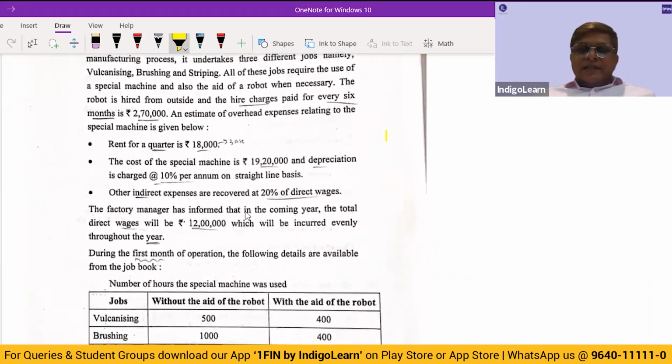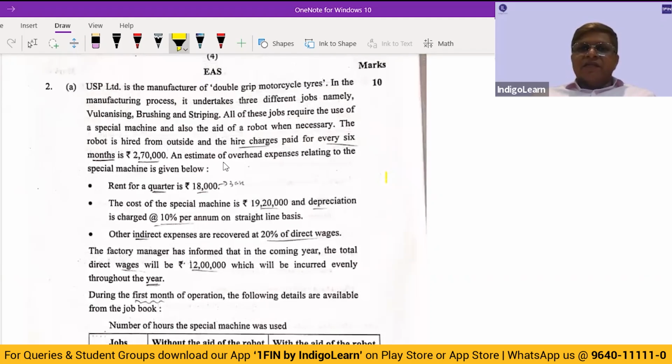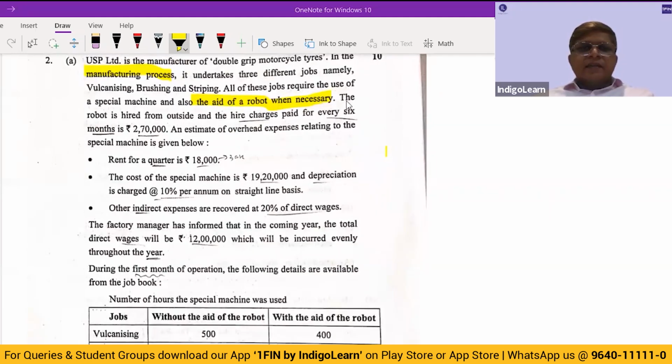So friends, this question is from the topic overheads, and they have given us certain information about the manufacturing process, which passes through 3 jobs, namely vulcanizing, brushing, and stripping. Now, all of these jobs require the use of a special machine and also the aid of a robot when necessary. The robot is hired from outside and the hire charges are paid every 6 months at rupees 2,70,000.